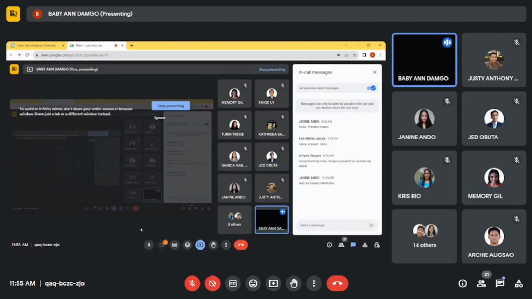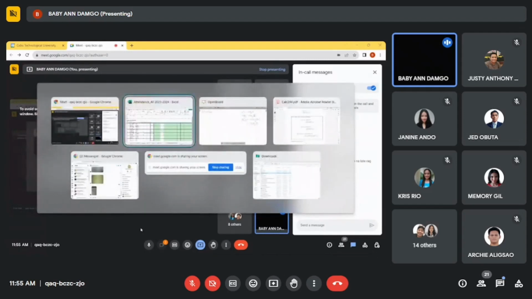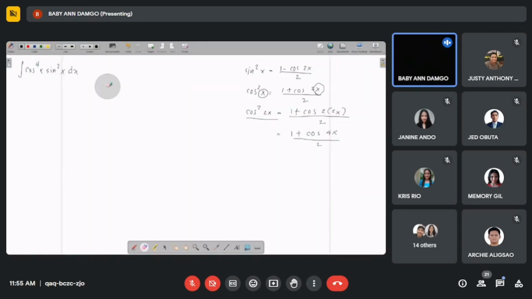Okay, so I solved this. Here, we will still use the identities from class. So this is equal to cosine, which we can write as cosine squared x to the 4th, and then sine squared x. Okay?